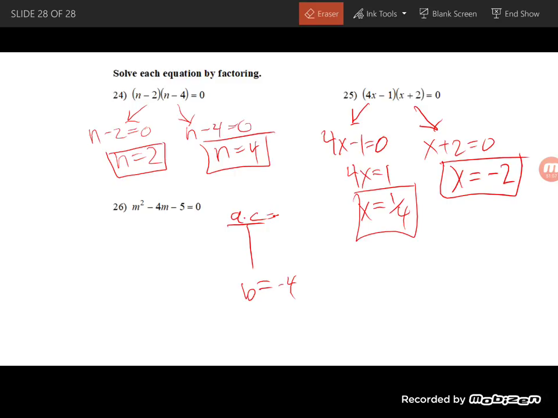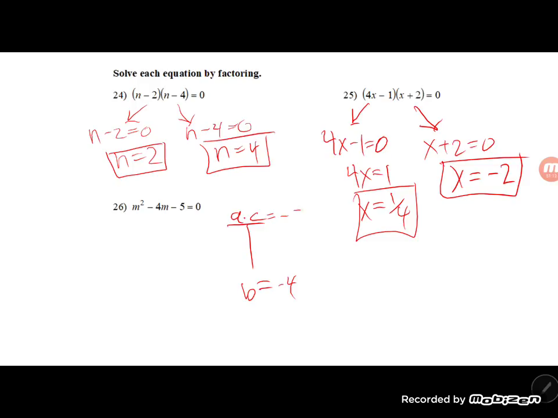So we're looking for what could multiply to -5, but add to -4. We stop and think about it. There's only a couple factors of 5, so what if we did -1 times 5? Well, that would work for multiplying, because that would equal -5, but -1 plus 5 would equal 4. So what could we do? Well, we could change the number that the negative is on, because it still multiplies to -5, but now it will add to -4.